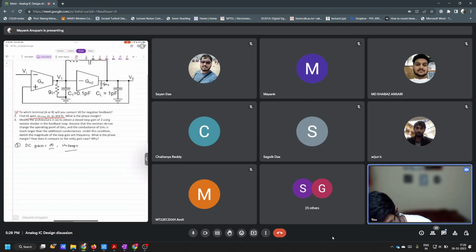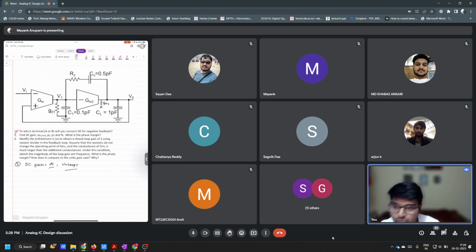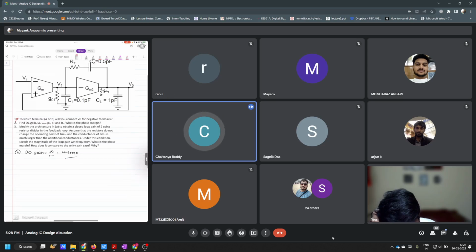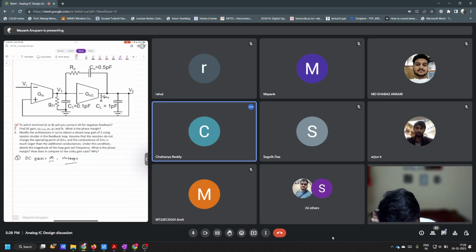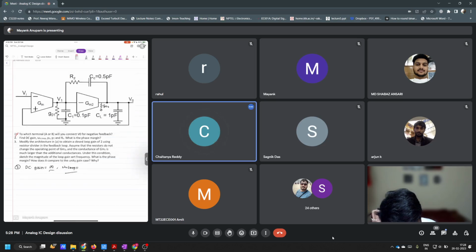Fine. So how do you find omega u loop here in this question? What do you do? It should not be much burden, right? Tell me quickly, what is omega u loop here? Break the loop. It will be gM2 by CC because the first pole will be at origin. It is infinite DC gain, right? Means the pole is at zero. The first pole is at zero frequency.